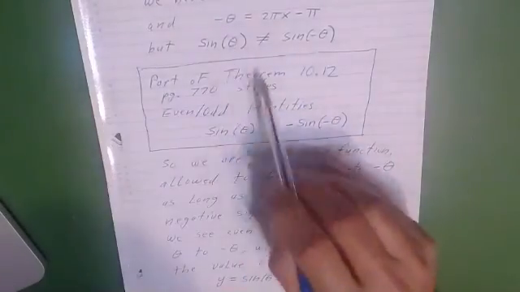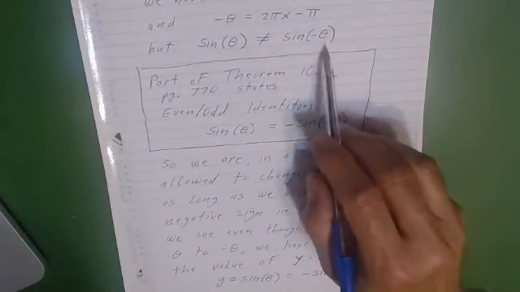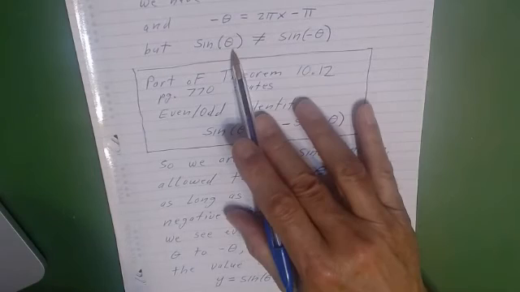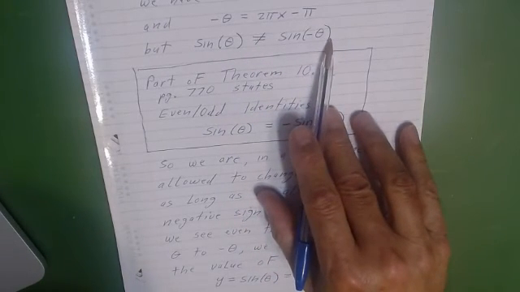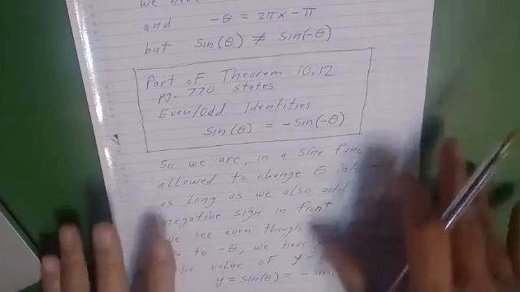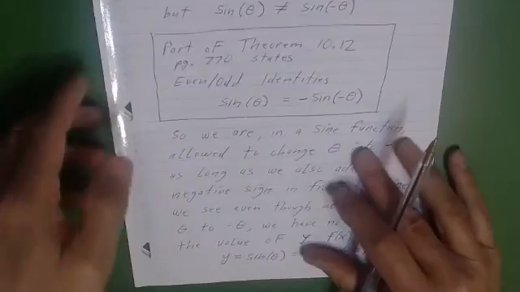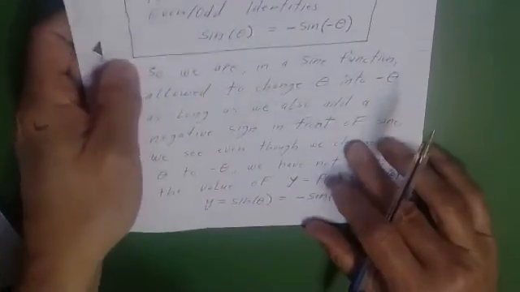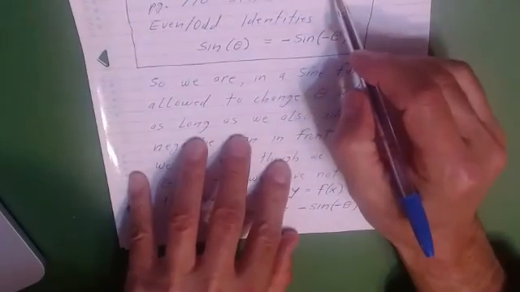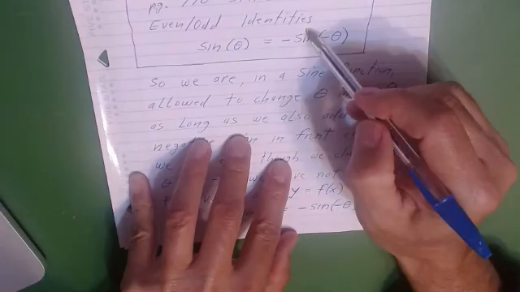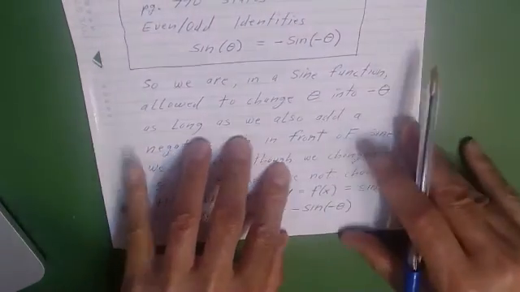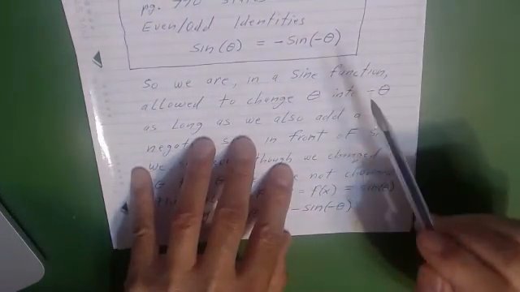Well, we know we can't just make it a negative theta because the sine of theta is not equal to the sine of negative theta. So that's an issue. We've changed the value if we just make theta negative, okay? But we can use a theorem from an earlier section in the book. It's Theorem 10.12, and these are called even-odd identities, all right? And there's a list of them there. It'd be good for you to have a look at them.